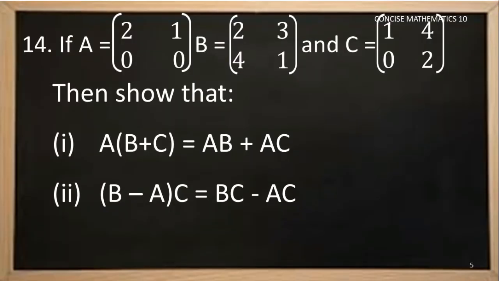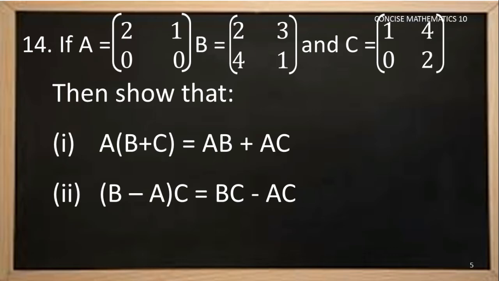In question number 14, three matrices are given A, B and C. All the three matrices are of order 2 by 2. There are two sub-questions that we need to show that A of B plus C is equal to AB plus AC. Second question, B minus C of A is equal to BA minus CA.